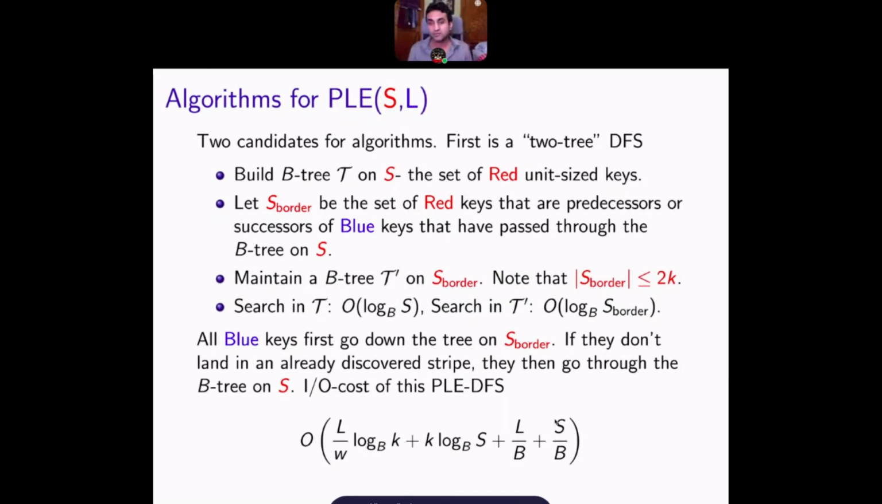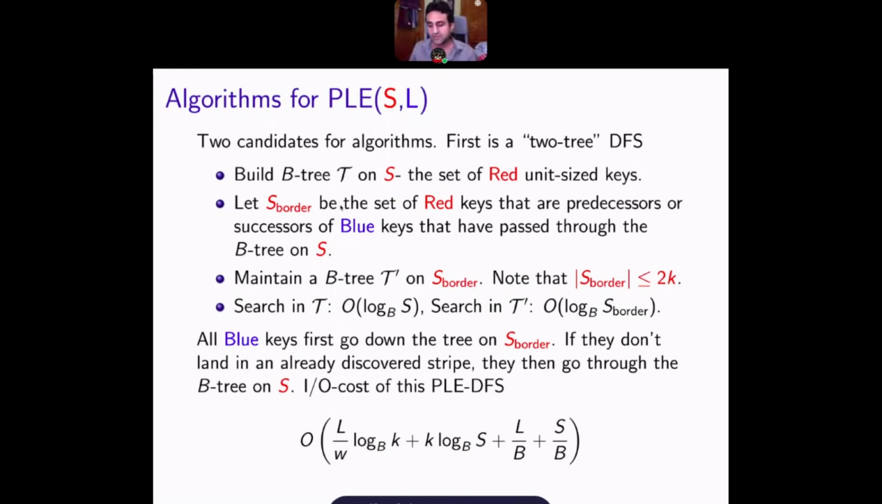So actually, you can have two types of candidates. They are sort of analogous to BFS and DFS. So the first one is a B-tree DFS. What I mean by B-tree DFS is, you have your set S of red keys, they are sorted. So build a B-tree on them. A B-tree is a tree with fan-out B.